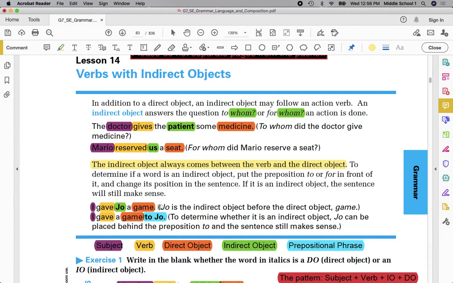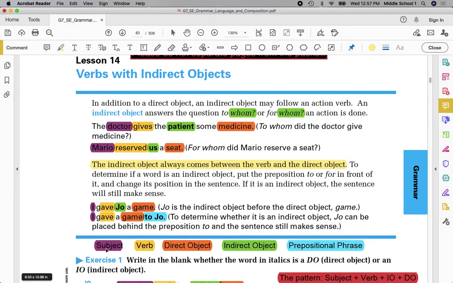Again, in my opinion, the easiest way is to ask yourself, number one, what is the subject? Number two, what is the verb? Number three, gave what? Then, gave to whom or for whom? To whom was it given? It was given to Joe. And then I follow my pattern. It has to follow this pattern. Must.